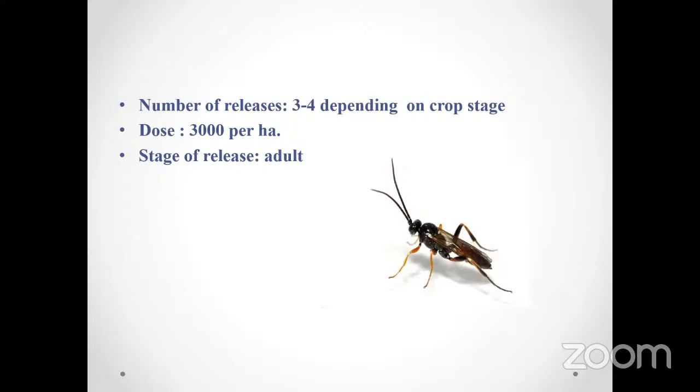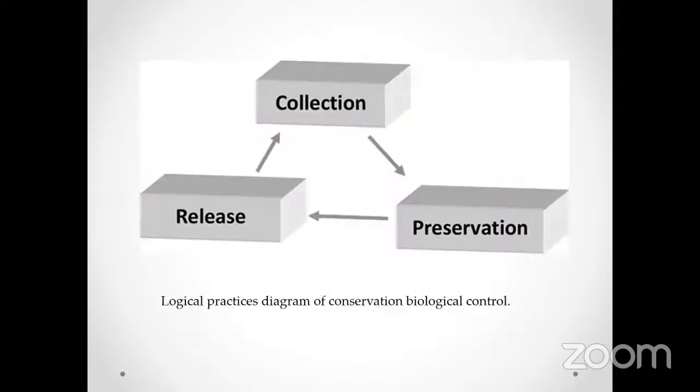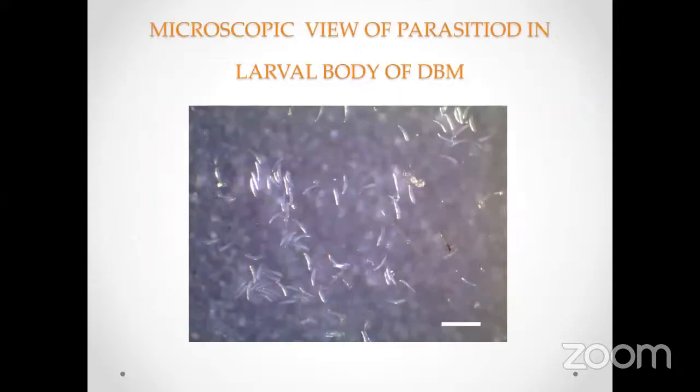Cotesia plutellae is also available in field conditions. We will do 3 to 4 releases depending on the pest load and the crop stage. The release rate of Cotesia plutellae is 3,000 per hectare, and mostly we release the adult stage. Here I have given the microscopic picture of the larval body of this parasitoid in the DBM. These are the different parasitoids that can be easily mass produced at laboratory level and at farmers' level.